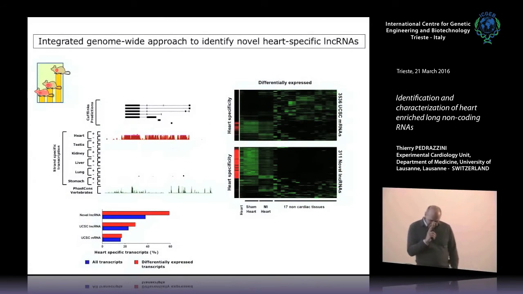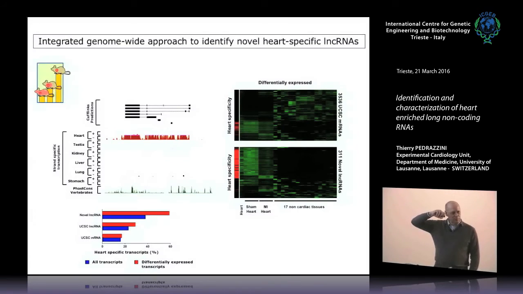So the first thing we try to do is to find whether these transcripts were more tissue specific than other transcripts. We use a publicly available database, the ENCODE data in this case, to check the expression in a variety of non-cardiac tissues, 17 in this case. And we compare the expression with expression in the heart. So for each transcript, we define a score. And if you see a red dot here, it means that the transcript is heart-specific.